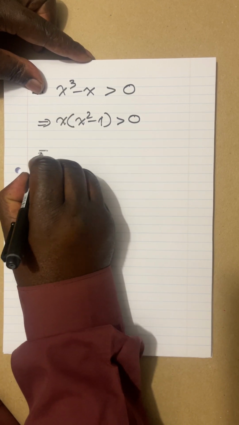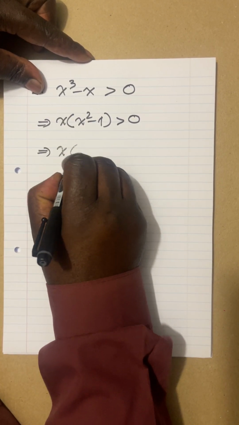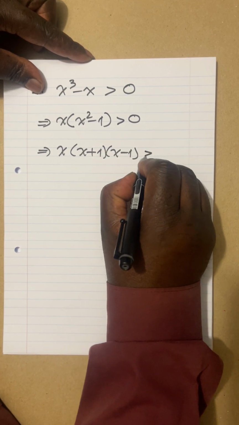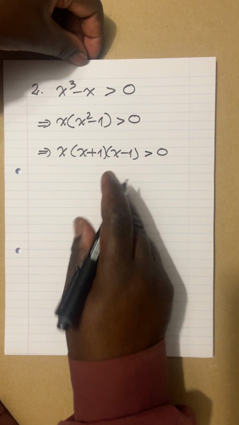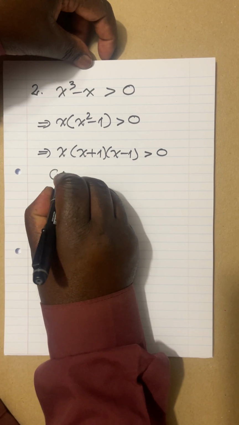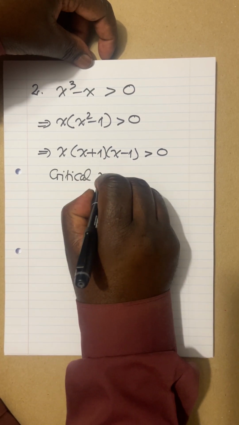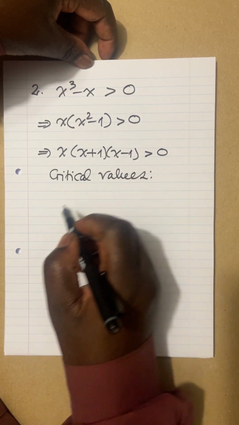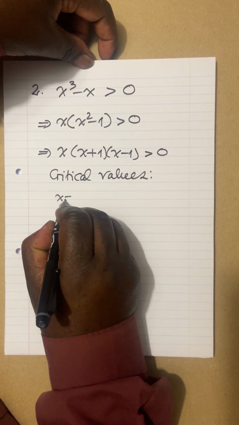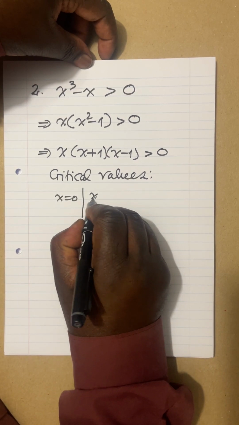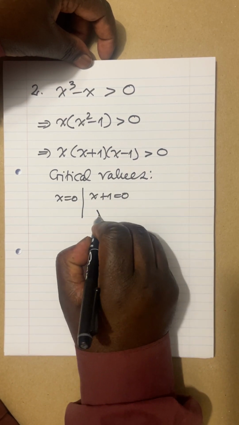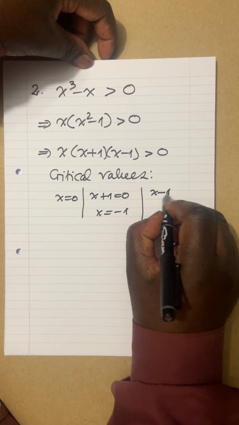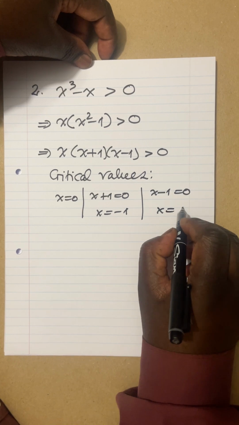Factorizing this part again, we have a difference of 2 squares, remember: x plus 1 and then x minus 1. This is greater than 0. At this stage, when you're dealing with inequalities, you work out what we call critical values. Critical values are obtained by equating each of these terms to 0. So x equals 0 is our first critical value. The second one is x plus 1 equals 0, solving there, we get x equals minus 1. Our third critical value is obtained from x minus 1 equals 0, and it gives us x equals 1.